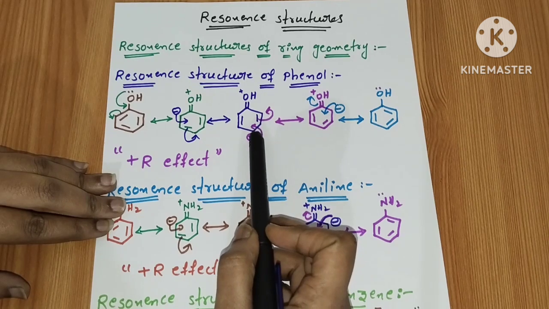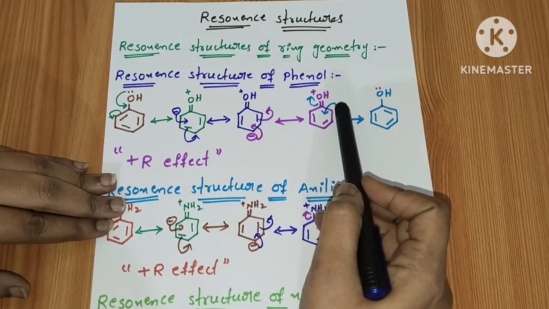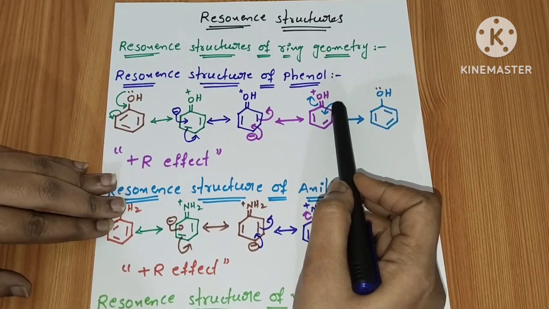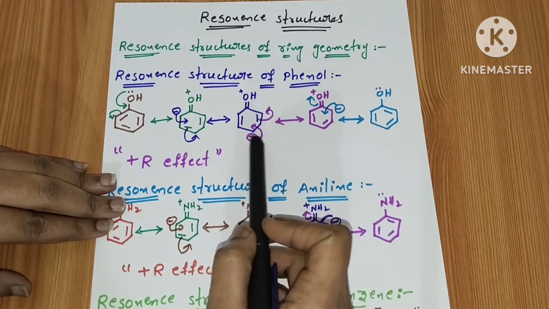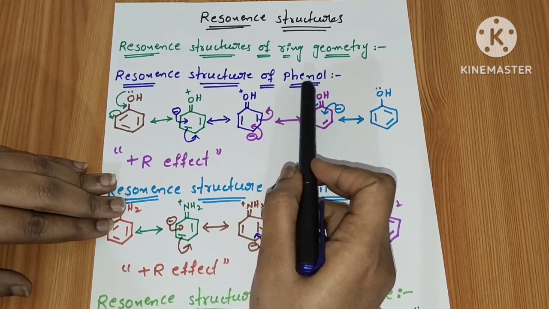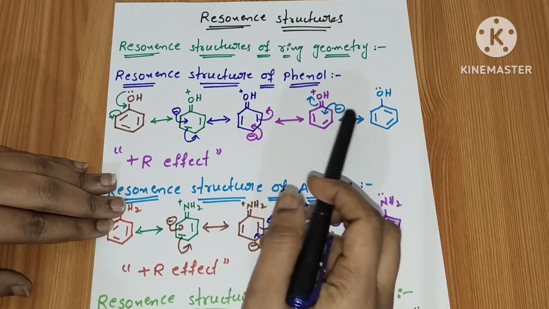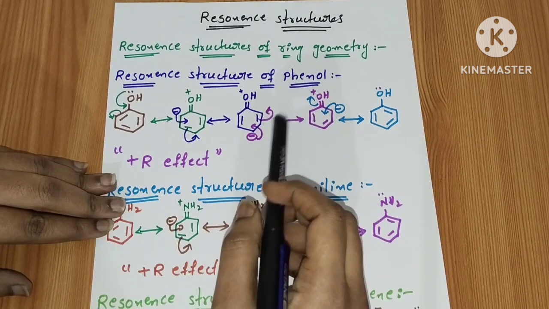So this negative charge forms the double bond here. Then we will get the negative charge here. So negative charge is delocalized at ortho and para positions. This phenol shows plus R effect due to the delocalization of negative charge at ortho and para positions.